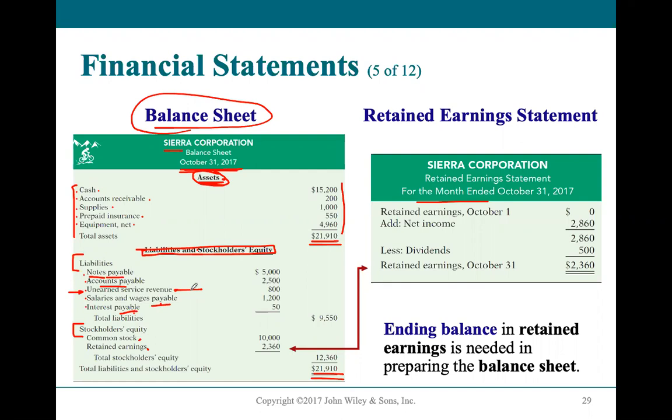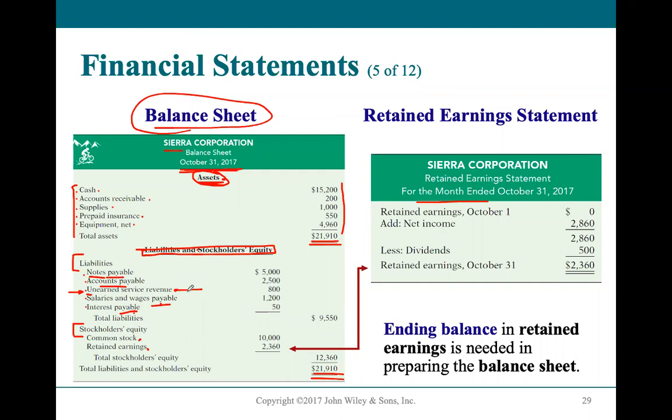Now, the key is the word unearned, because service revenue, as you know from your income statement, is revenue. Well, why does this say unearned service revenue is a liability? Because of that first word, it's unearned. In order to be revenue, it has to be earned. In other words, you already have to do the work. But with unearned service revenue, you still owe the customer some type of work.